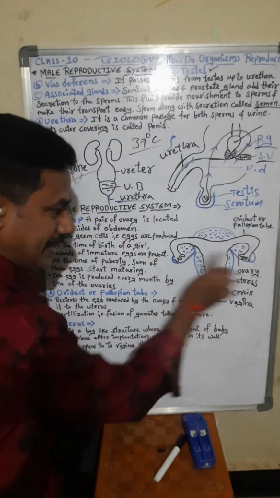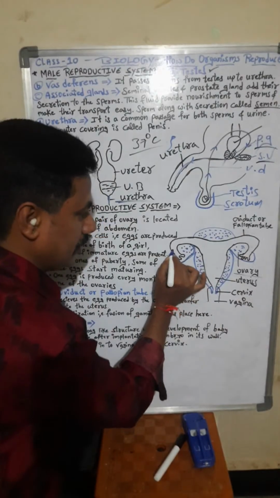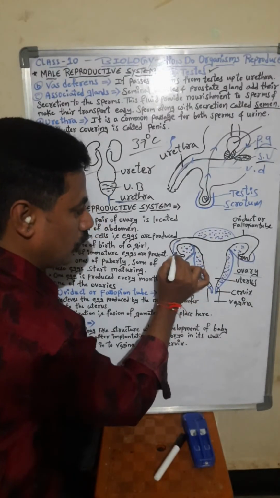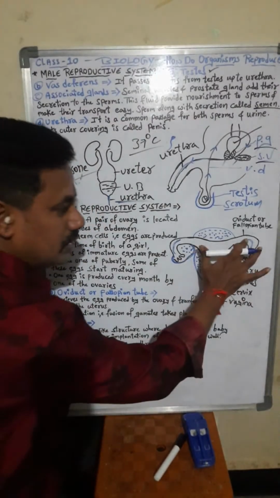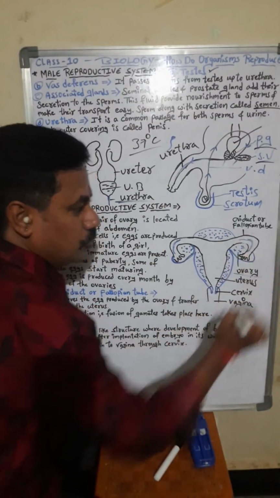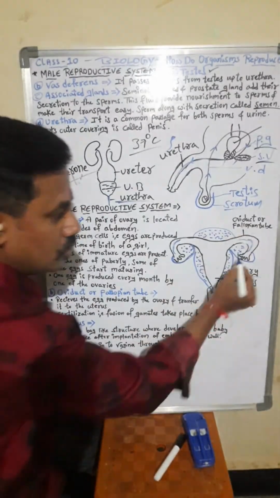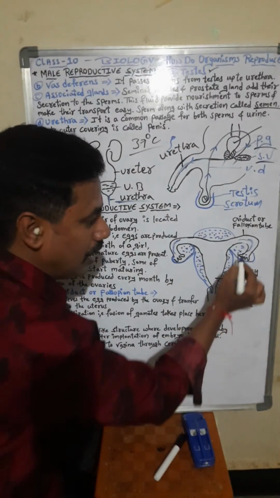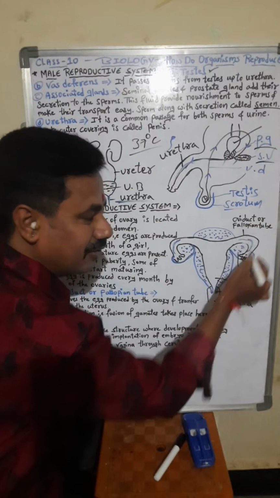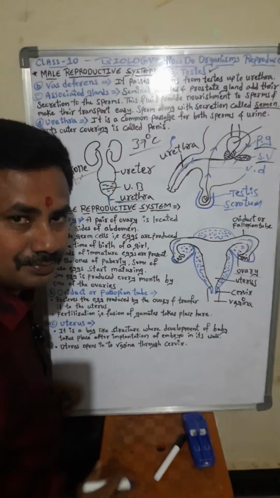Okay, so ovary. Next, this part, whatever I am drawing here, this part is known as what? Fallopian tube. The egg that is produced is called ova. Ova will come in this way through the duct. So this is called oviduct. Got it?